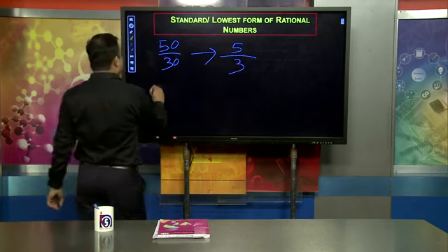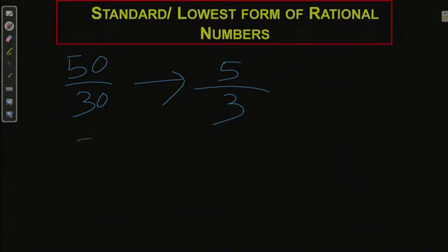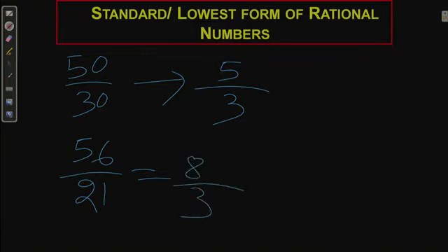Suppose I take 56 divided by 21. What will be its standard form? I can write 56 as 7 into 8, and 21 as 7 into 3, so I get 8 by 3. So for 56 divided by 21, the value remains the same. In its standard, lowest form, the original value is the same. But all rational numbers should be written in standard, lowest form. This is the principle of rational numbers, I can say.